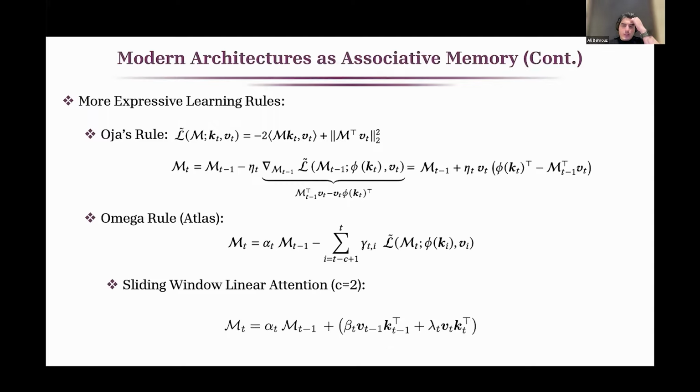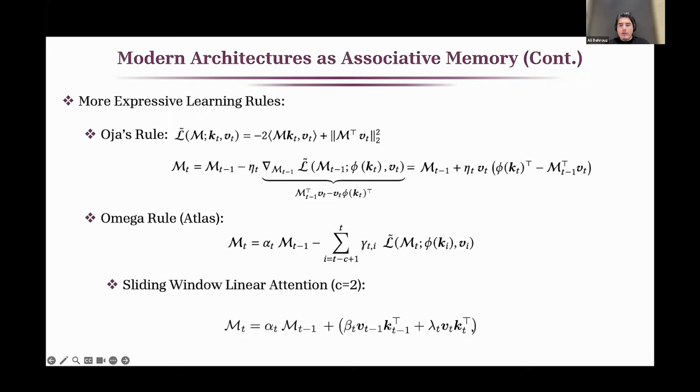And for example, for the special case of context length of 2, you can see that we will come up with this specific memory update, which says that instead of updating the model based on only VtKt, we update it based on VtKt and also Vt-1, Kt-1. So that's one way to look at all these problems.